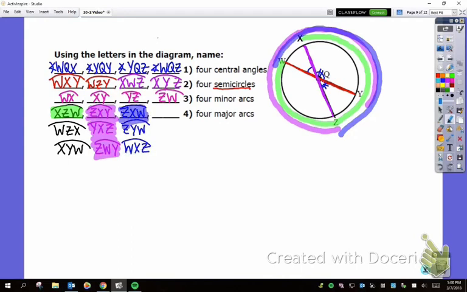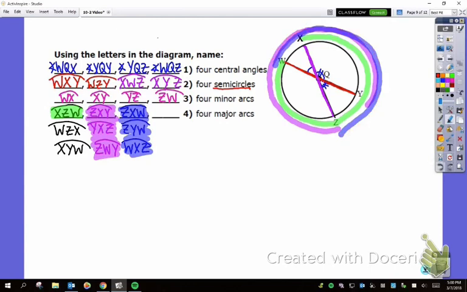For this last one, I'm going to use the other diameter, this red diameter, going from W to Y. If we go from W to Y to X, we already did that one. But what if we go backwards? What if we start at W and go to Y, and then we would have to end at Z? Do we have that one? Yeah, we already have that one. That is our blue arc.